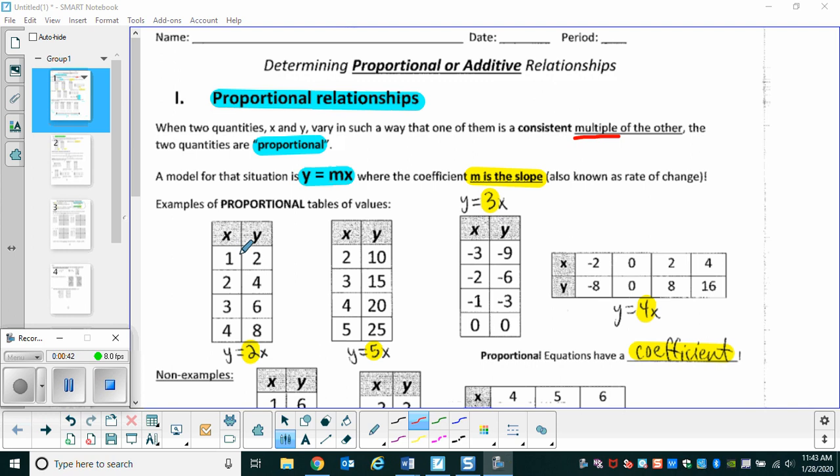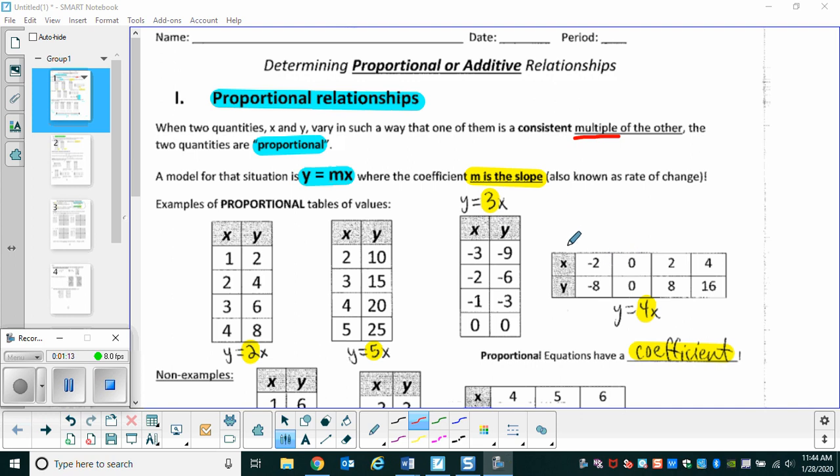So for the first one, what we've got here is that you've got 1 times 2, 2 times 2 would be 4, 3 times 2, 4 times 2 would be 8. So this equation is y equals 2x, and 2 here would be the slope. In the next table, you can see that you've got 2 times 5, 3 times 5, 4 times 5, 5 times 5. So our equation is y equals 5x, and 5 is the slope. In the next one, if you just multiply by 3 every single time, your coefficient's going to be 3, so y equals 3x.